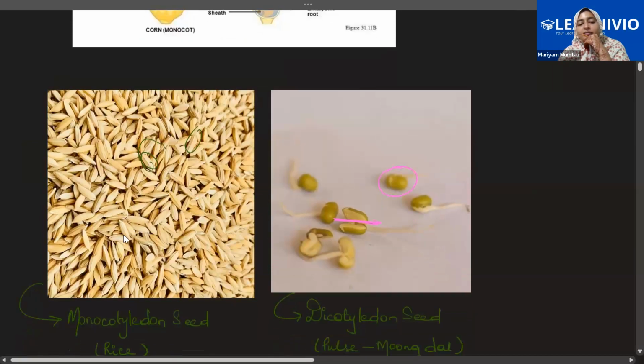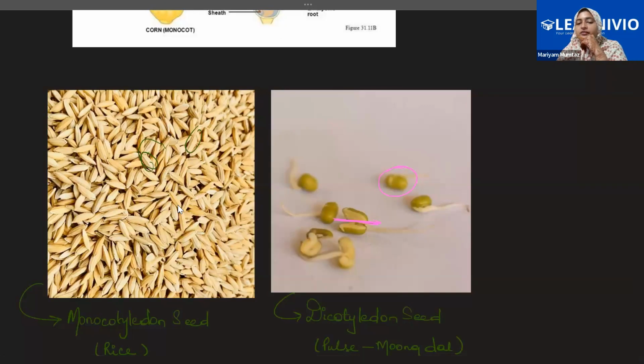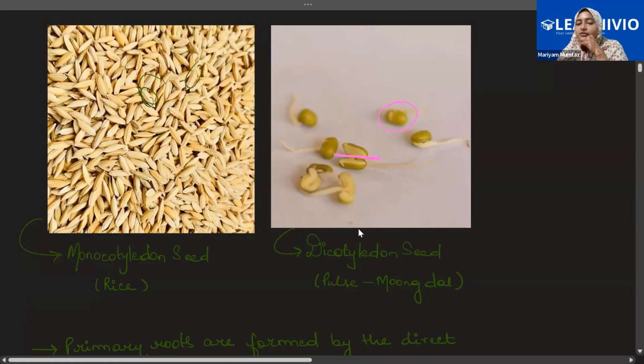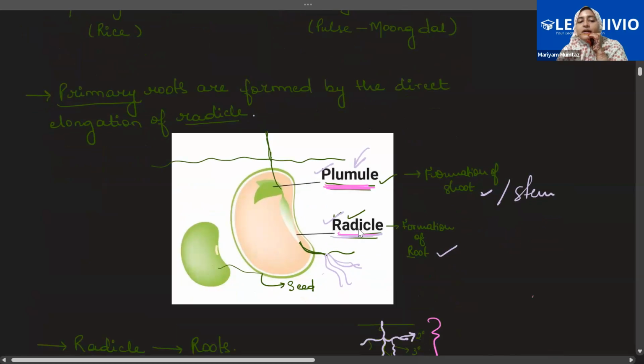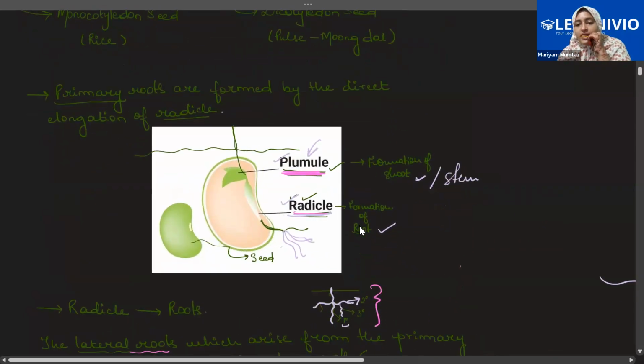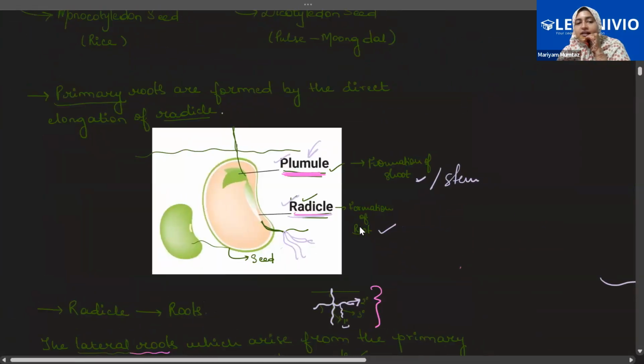Now, the first example is of a monocot seed, wherein we take the example of rice. You can't split it into two. But if you take the example of a moong dal, this one, right? You can actually split it into two. Why? Because it is a dicot. You can actually split it like that. Now, talking about the different kinds of roots and how the root structure is there.